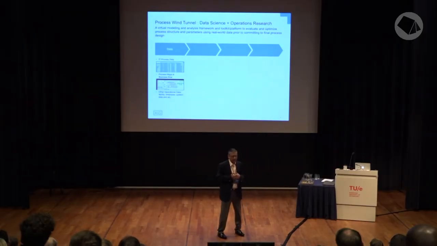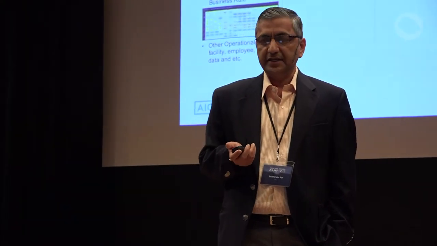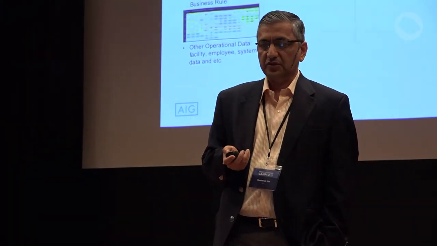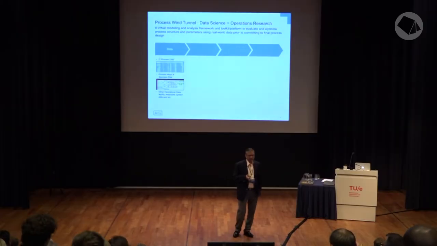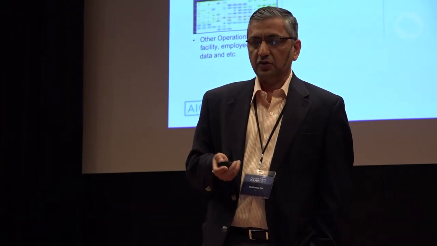Again, there are really four phases in this framework. First, we have to deal with the data. A lot of the data today in these systems is captured by IT systems, so we work very closely with the IT systems to get the data. Of course, there are the business process rules and constraints and the process maps that we need to understand. And then we also need information about other things like people, facilities, and systems, and so forth. That's the broad class of data that we work with.